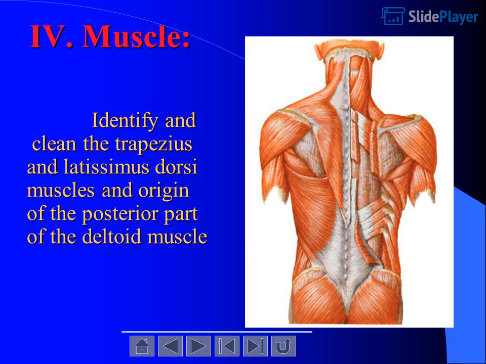4. Muscle. Identify and clean the trapezius and latissimus dorsi. Muscles and origin of the posterior part of the deltoid muscle.